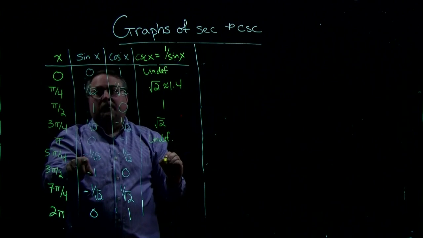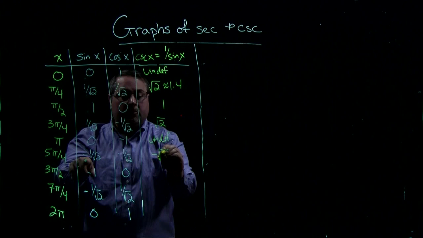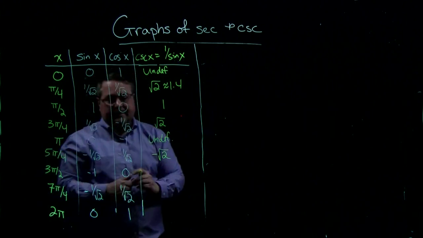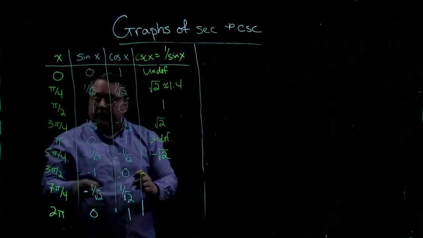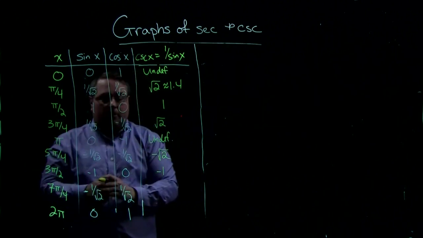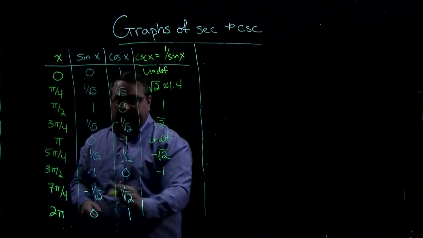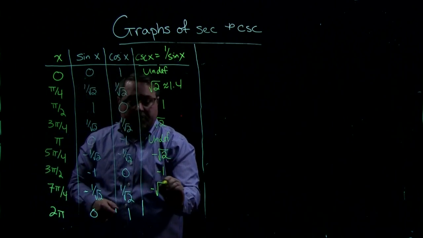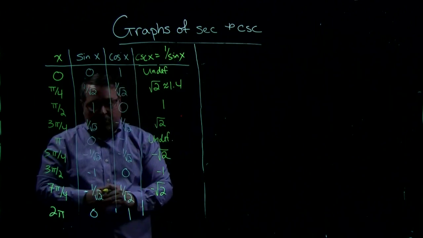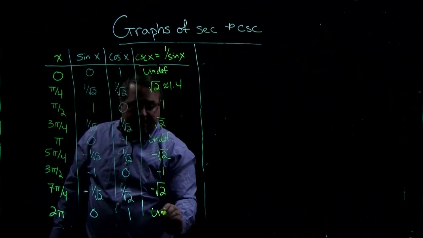When x is 5 pi/4, sine is negative 1/√2. Cosecant is negative square root of 2. When x is 3 pi/2, sine is -1, so cosecant is -1. When x is 7 pi/4, sine is negative 1/√2, so cosecant is -√2. When x is 2 pi, sine is 0, so cosecant is undefined.